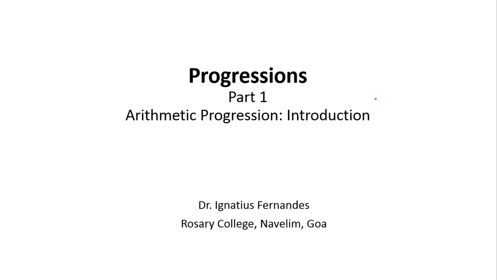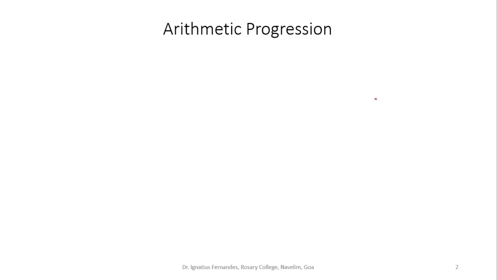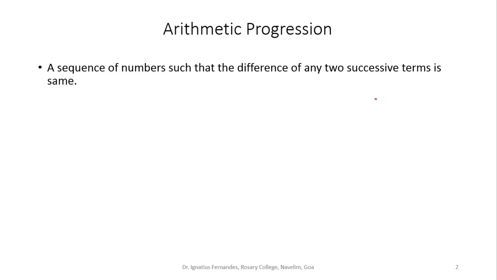That is progressions, and we will be talking about two progressions in this unit: arithmetic progression and geometric progression. This is something that you must have already learned at your school level. So we will start with arithmetic progression first, and then we will go to geometric progression. Now, what is an arithmetic progression?